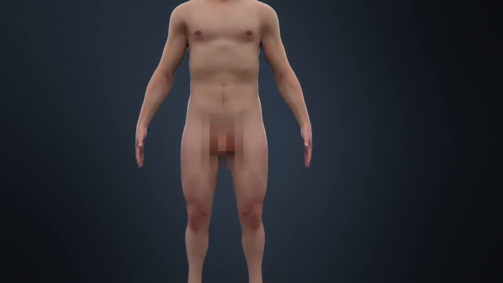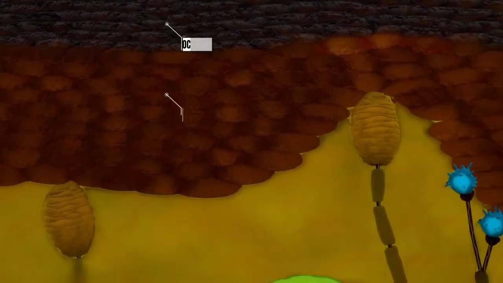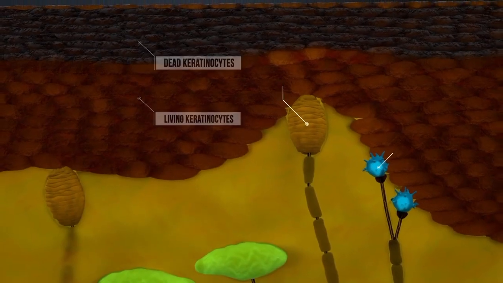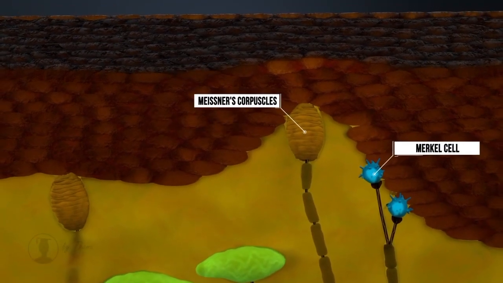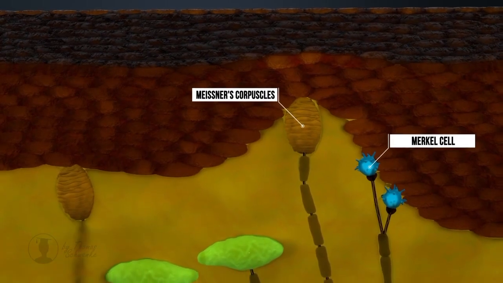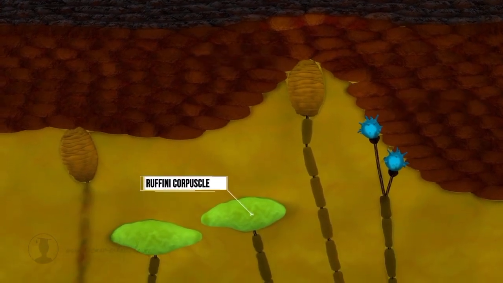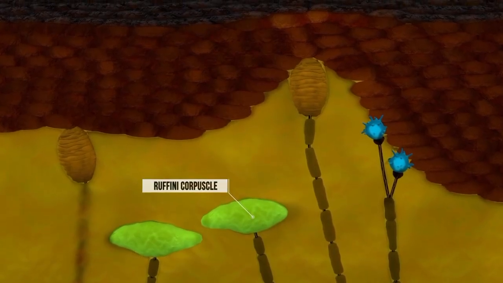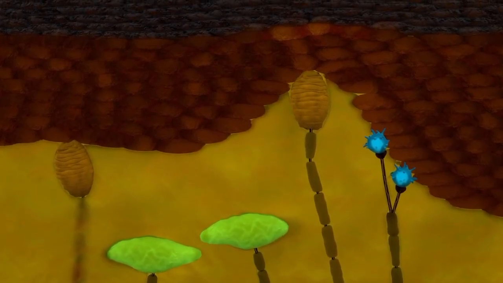As already mentioned, there are numerous receptors in the skin. Some receptors are located in the upper layer of the skin, the epidermis, which is made up of dead and living keratinocytes. Meissner corpuscles and Merkel cells are found here. Other receptors are located in deeper layers of the skin, such as Ruffini corpuscles, which are found in the dermis. There are many other receptors, but only these three will be briefly described here.